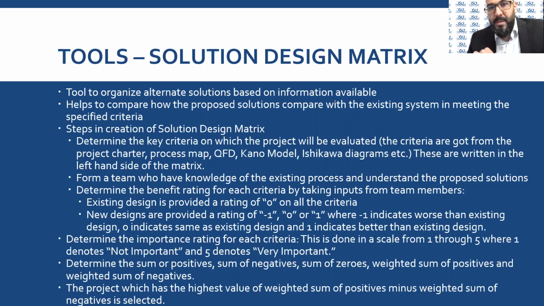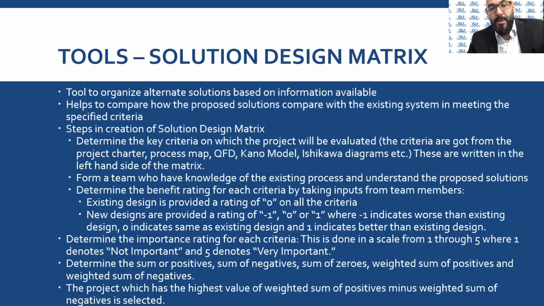And if the benefit or the feature exists in the current system, you give it a rating of 0. If the new design doesn't have that feature, you give it a -1. If it's similar to the existing system, you give it a 0. If it's better than the existing system, you give it 1. Again, -1 indicates worse than the existing design, 0 indicates same as the existing design, and 1 indicates better than the existing design.